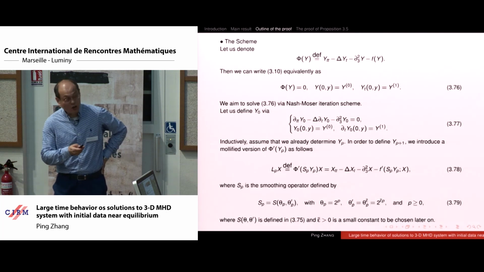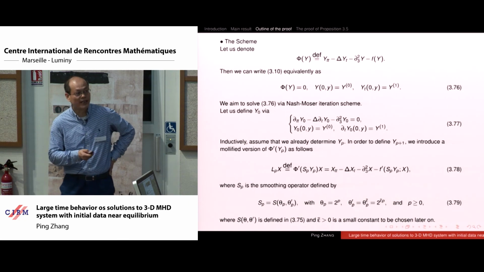Now assume we already have the sequence y_p. How do we determine y_{p+1}? In general, we can define the linearized operator L_p of x like this. In the usual case, here, instead of S_p y_p, it should be y_p. But now, because of this Nash-Moser scheme, we replace the standard y_p by S_p y_p. Here S_p equals S_{theta_p, theta_p'}, and theta_p equals 2 to the power p, theta_p' equals 2 to the power epsilon bar p. When we prove the convergence of the scheme, we will have to choose this epsilon bar later.